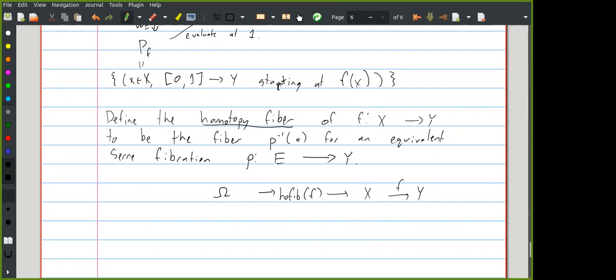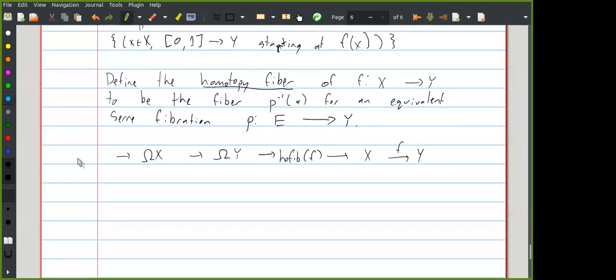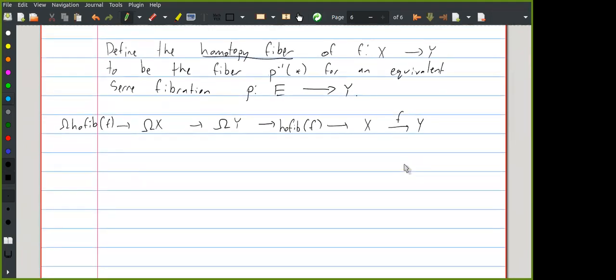And once you start going far enough in this direction, you get loop spaces of the things before in the sequence. Unfortunately, I don't have time to show you that, but maybe a nice exercise would be to figure out why the homotopy fiber of this map from the homotopy fiber to X is the loop space of Y.